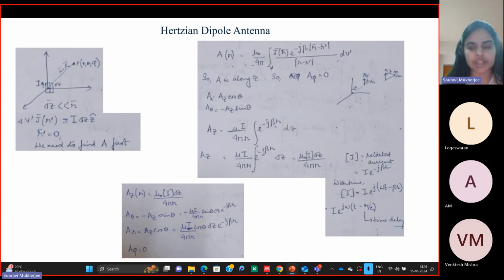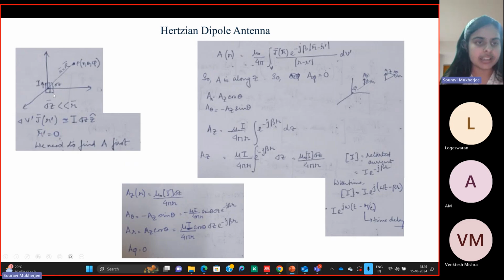So here also, what we'll try to do is first find the expressions for the vector and the scalar potentials, and from there derive our expression for the field intensities. Okay. So if you have a dipole antenna, you can consider it to have some current flowing through it and some dimension.